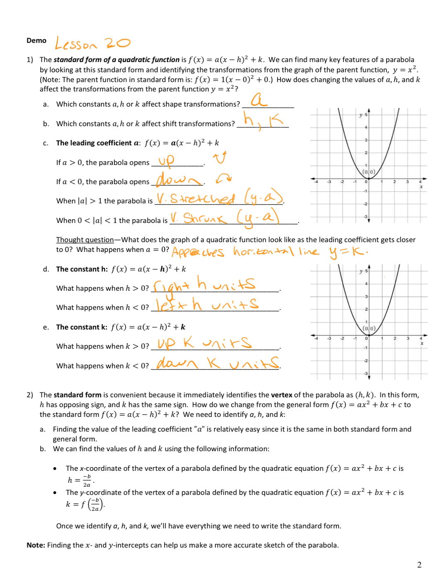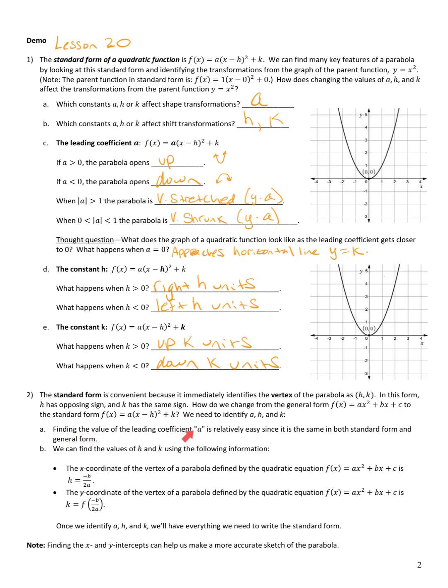The standard form, a times x minus h squared plus k, is convenient because it helps us identify the vertex of the parabola at h comma k. You can quickly glance at this and know where its vertex is. In this form, h has the opposite sign and k has the same sign. Sometimes it's convenient to change from the general form, ax squared plus bx plus c, to the standard form, because you can identify the vertex easily. So we just need to calculate a, h, and k based on a, b, and c.